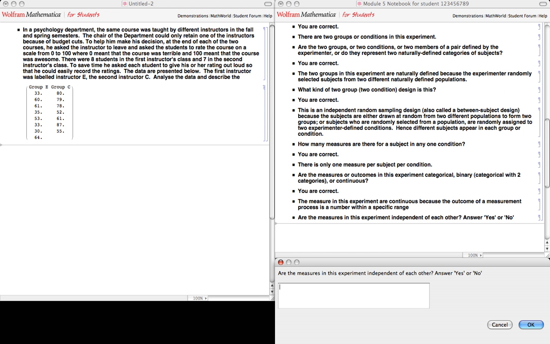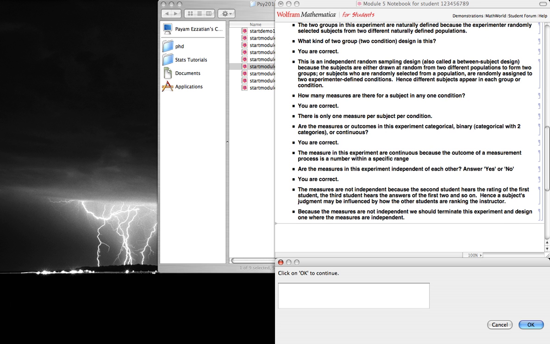Are the measures in this experiment independent of each other? Now, normally you would say yes, but in this case, the principal or the chair wants to save time, so all the students give their ratings out loud. So the rating of one student may influence the rating of another student. So the ratings are not independent. The answer is no. And because of this, we should terminate this experiment.